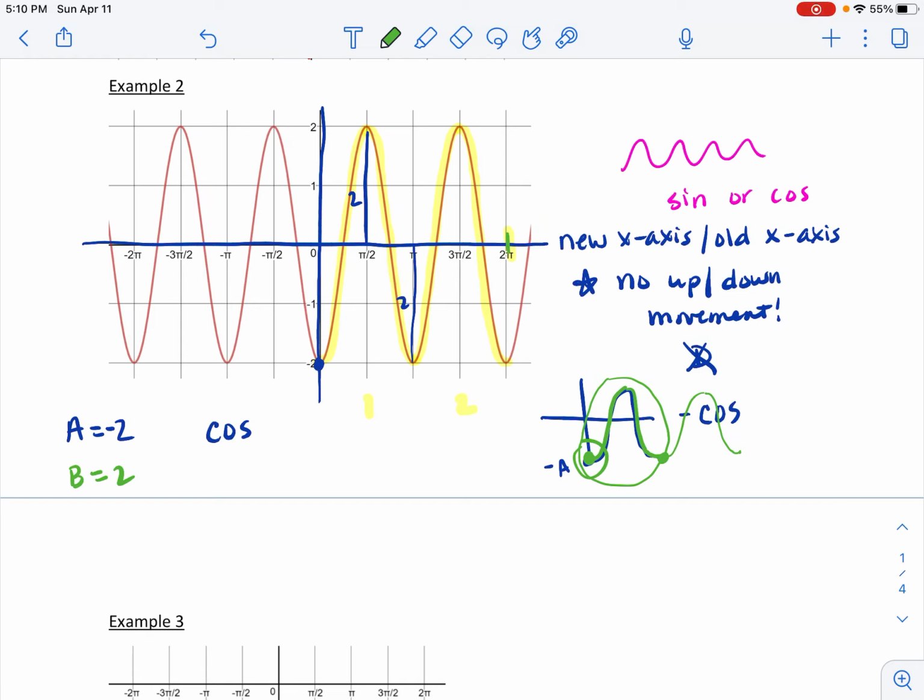So let's go ahead and put this in our little template. So we're going to get y equals, the A is negative 2, the trig function is a cosine, the B value is a 2, and then an x. So it's y equals negative 2 cosine of 2x. Remember, there was no up and down movement, no right or left movement, so we don't have to worry about those c's or those d's.